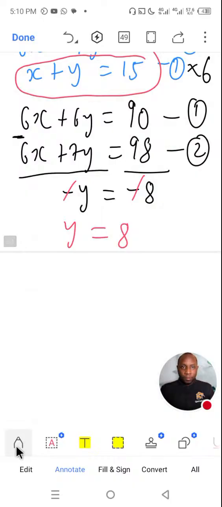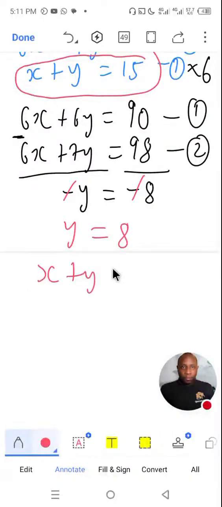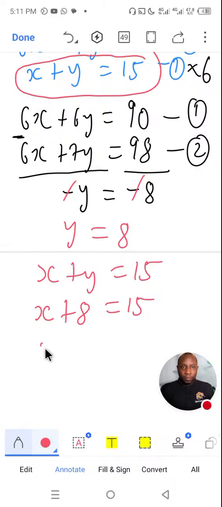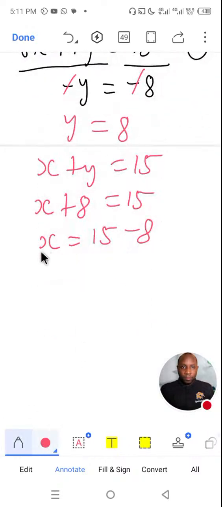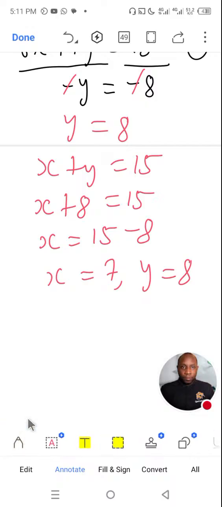So since x plus y is equal to 15 and y is 8, you just do x plus 8 is equal to 15. You take away 8 from both sides, x will be equal to 15 minus 8. You see that? And then x is equal to 7. Meanwhile, y is 8. So we now have x and y. Let's go back to the question.